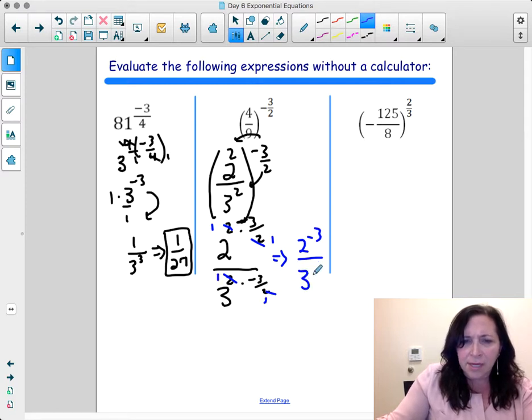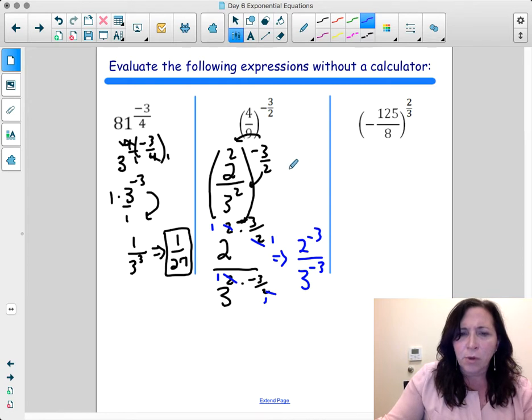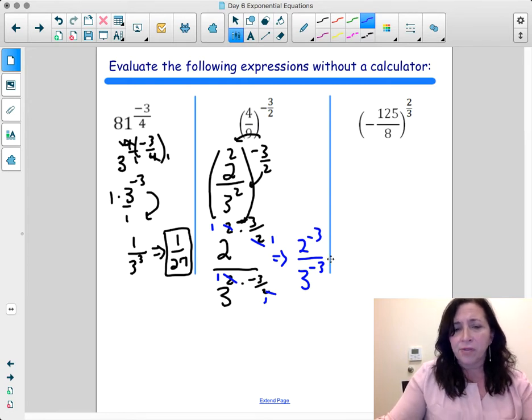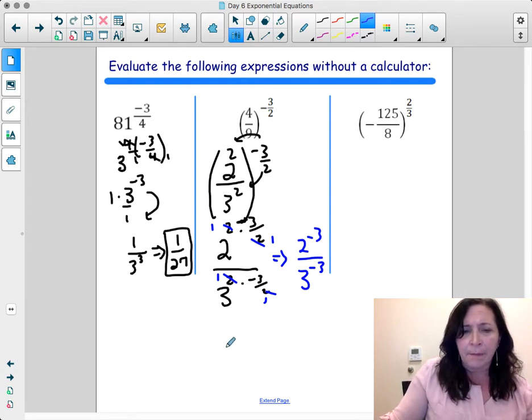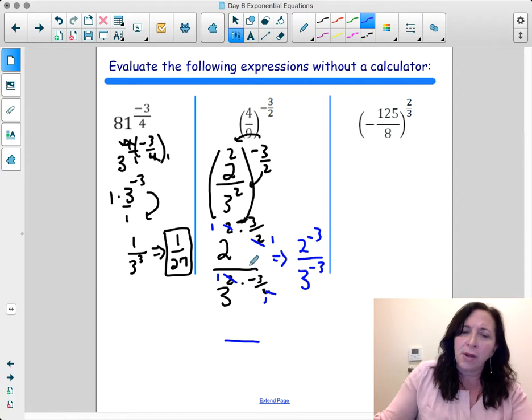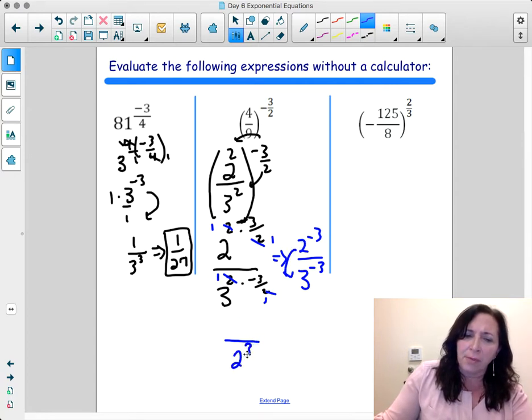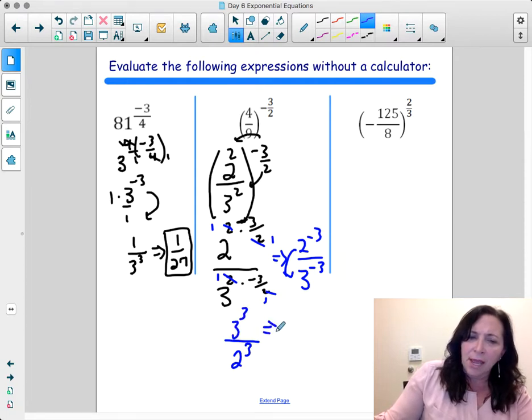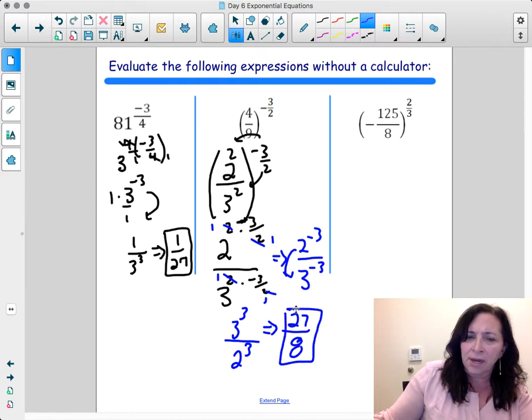So I have 3 to the negative third power, which then becomes... of course the negative exponents change the numerator to the denominator and the denominator to the numerator. This will come down to the denominator and make it positive, so it'll be 2 to the third power. This will come up and become 3 to the positive third power. And your final answer is 3 times 3 times 3, which is 27, over 2 times 2 times 2, which is 8, and then you would just leave your answer like that.